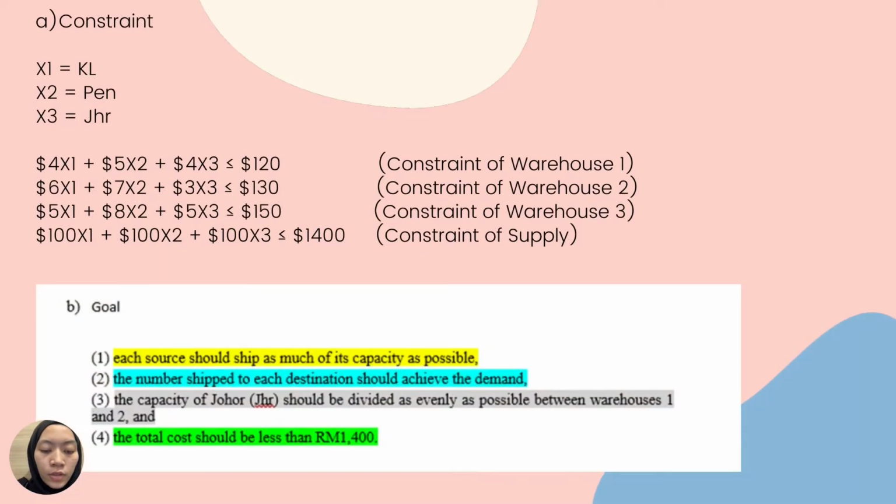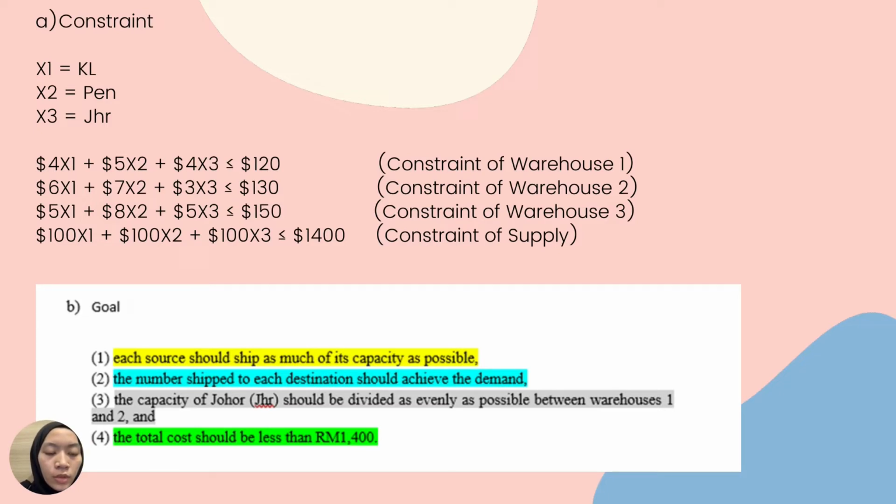For the first step, we need to construct the constraint equations where x1 equals KL, x2 equals Penang, and x3 equals Johor. The regional warehouses, which are warehouse 1, warehouse 2, warehouse 3, and also supply, act as the constraints. This is where 4x1 plus 5x2 plus 4x3 is less than or equal to 120, and 6x1 plus 7x2 plus 3x3 is less than or equal to 130. The same goes for the constraints of warehouse 3 and supply.